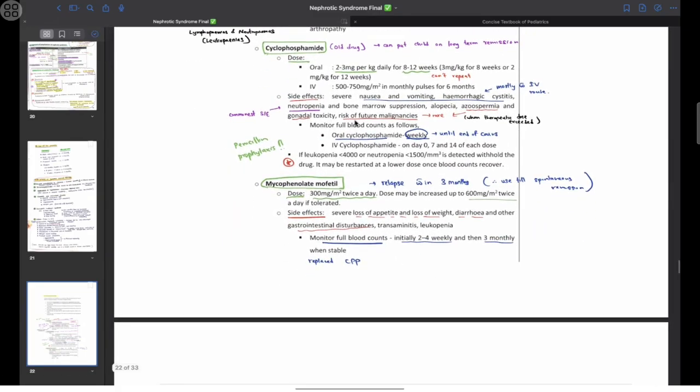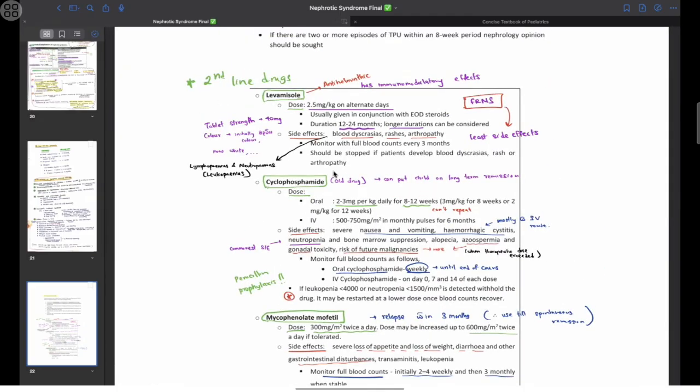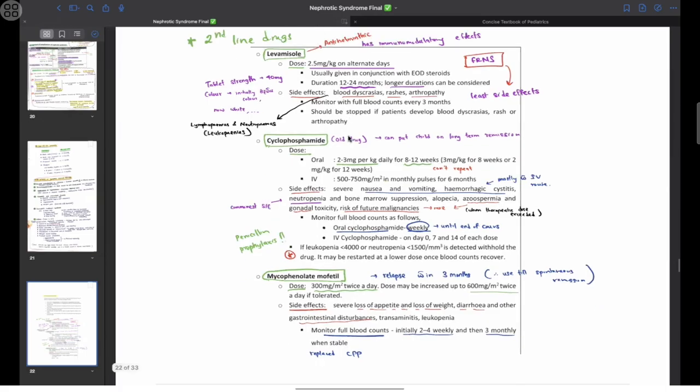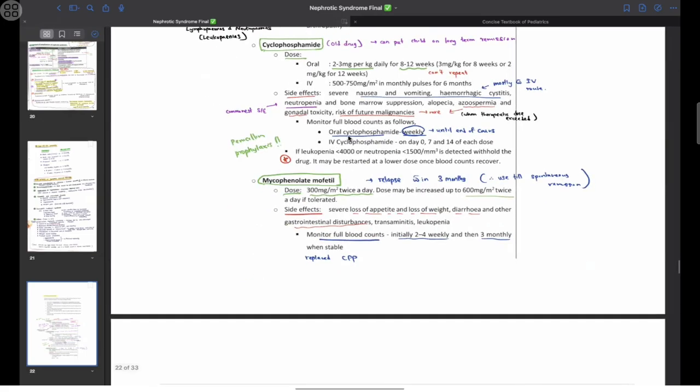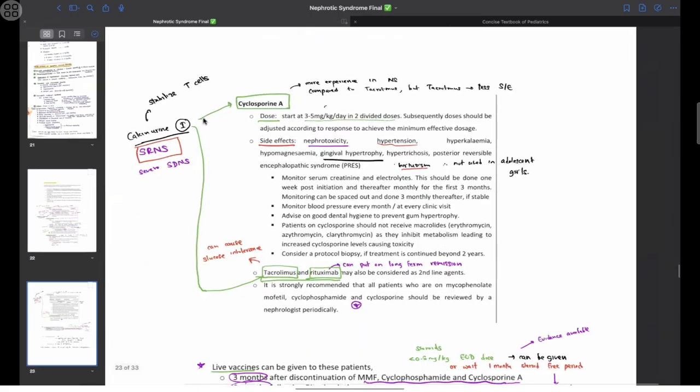With levamisole, what you need to know is rashes. Again leukopenia, blood dyscrasias, and rashes. That is for levamisole. Then, like I said, tacrolimus and cyclosporin are calcineurin inhibitors, and they affect the T cells. How they affect it you don't need to know. Then cyclosporin, know what the side effects are. Nephrotoxicity, hypertension can occur. Like I said, hypertrichosis is the excessive hair that they grow. Then gingival hypertrophy or something else. So these things you need to know.